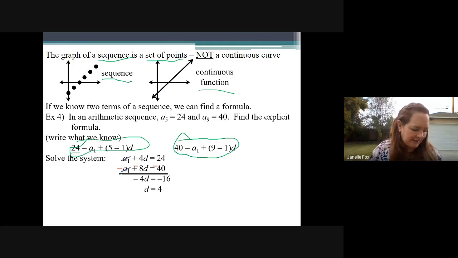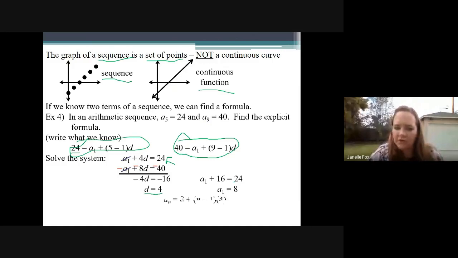Look at that, guys. We are on our way to coming up with the explicit formula, because now I know one of the variables. It's D, and D is 4. Now, how am I going to get the other one? Just pick one of the equations and plug it back in. I went with the first one right here. A sub 1 plus 4 times my newly found D, which is 4, is 16, equals 24. I subtract that, and I get 8.